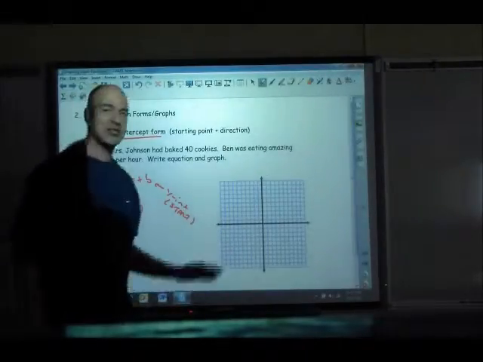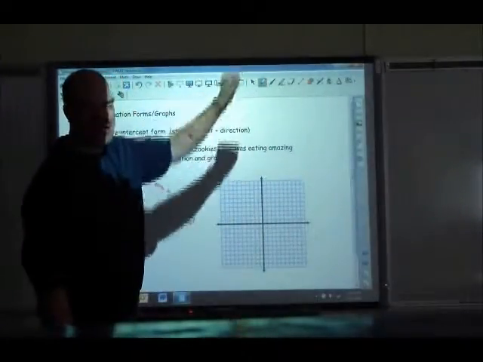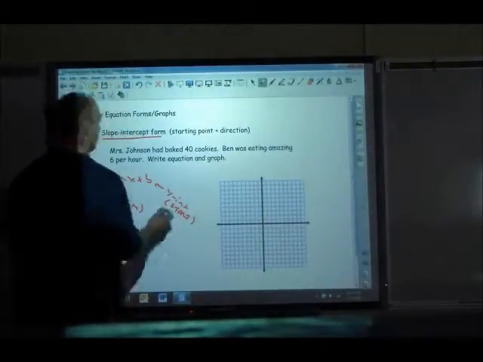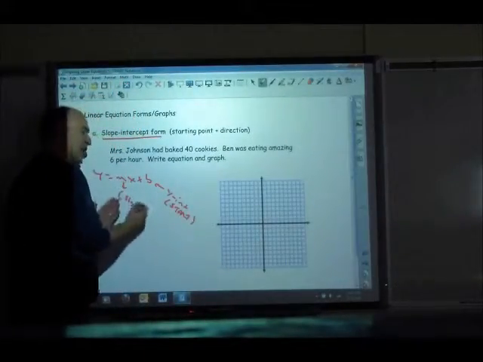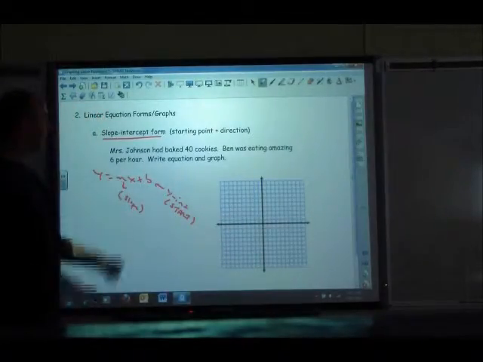Okay, remember, a line is just a collection of points, and if the points are increasing, the slope is going to be positive, and if the dependent value is decreasing, it's going to be negative. But we need to have a point to start off of and the slope, and we certainly can graph a line. So slope-intercept. So here I got a gal named Mrs.